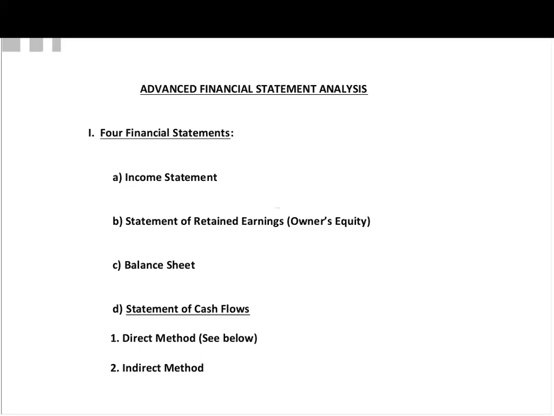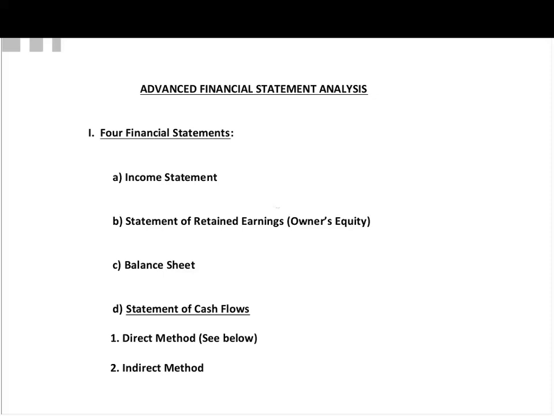And then the statement of cash flows. Two methods, but three categories in the statement of cash flows. The three categories or areas of the statement of cash flows: cash flow from operating, cash flow from investing, and cash flow from financing. Operating, investing, and financing. Now, this is just a brief review of the four financial statements.